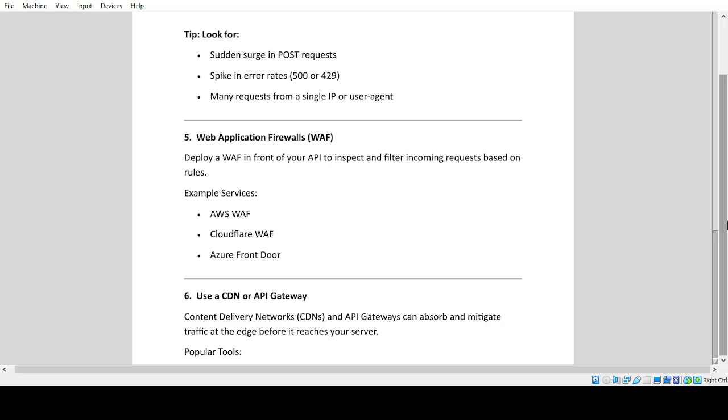5. Web Application Firewalls, WAF. Deploy a WAF in front of your API to inspect and filter incoming requests based on rules. Example services: AWS WAF, Cloudflare WAF, Azure Front Door.